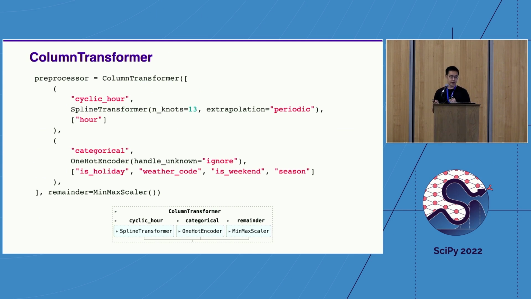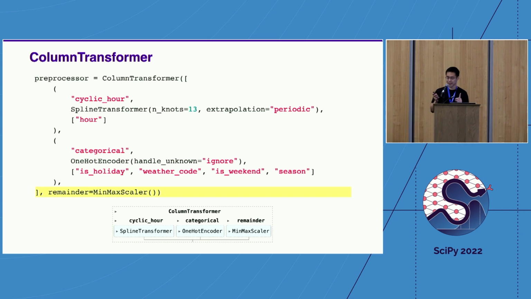So you can see here that I have a column transformer. This is Scikit-learn's transformer that lets you deal with heterogeneous data. You can see that I have a one-hot encoder for the 4 categories. I set the remainder to be min-max scaler, which is going to be the temperature, the humidity, and the wind speed. So these are our continuous features.